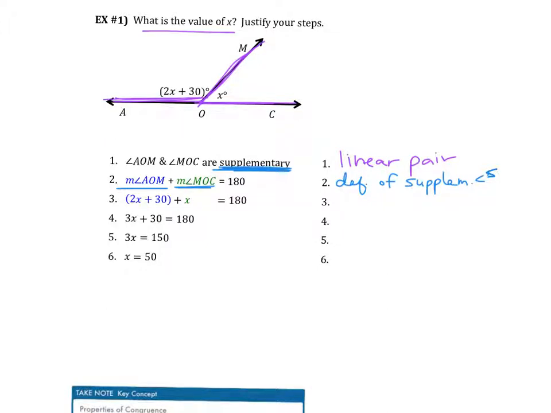Okay, so now you look, how did I get from step 2 to step 3? It was the measure of AOM. Now it's 2x plus 30. It was the measure of angle MOC. Now it's x. What did I do? I took something out and I put something in of equal value. Substitution. I took out the point guard and I put another point guard in, right? So that's substitution.